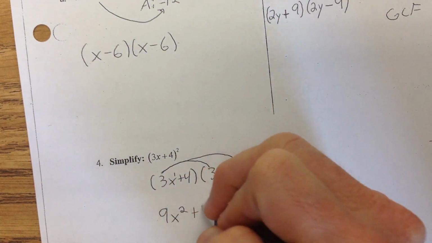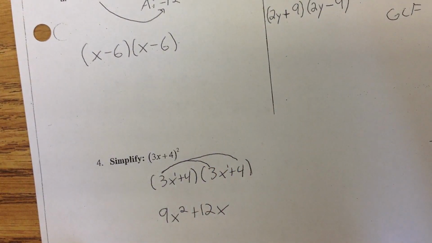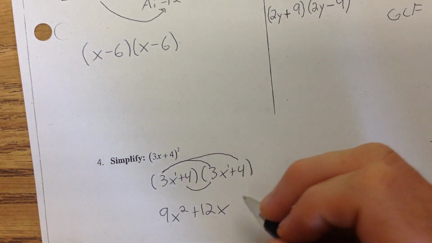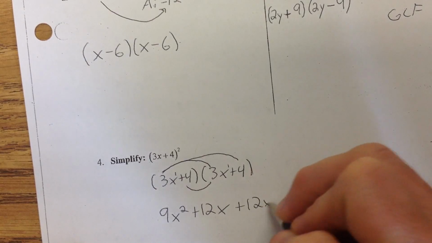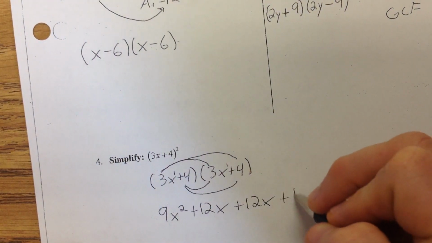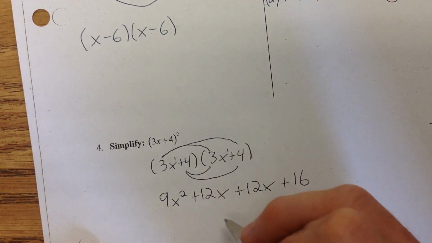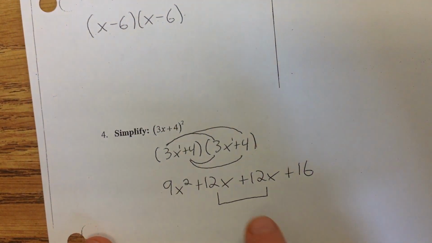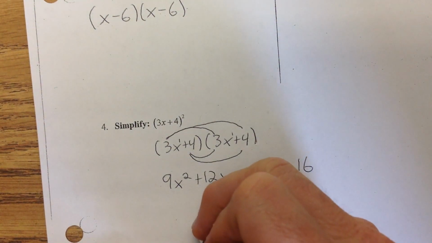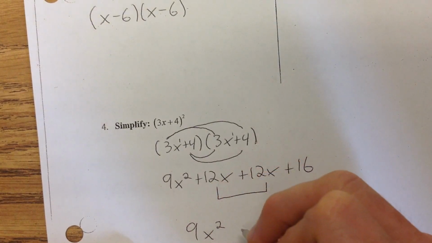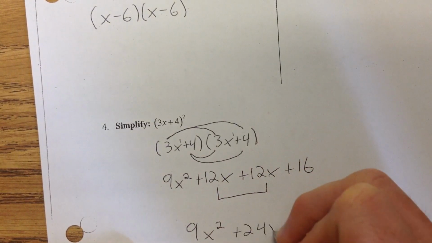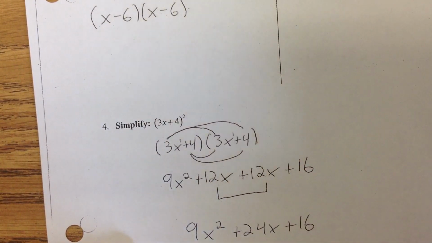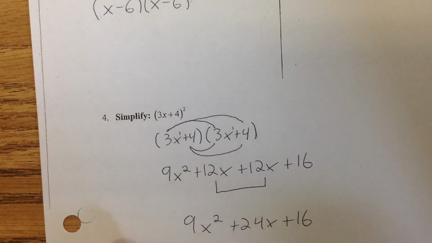3x times 4 is 12x. Then we go along the bottom here. 4 times 3x is another 12x. 4 times 4 is 16. We're now going to combine our like terms. When you're combining like terms, the exponents do not change, so this is just 9x squared plus 24x plus 16. Okay, let's take a look at what's on the back.